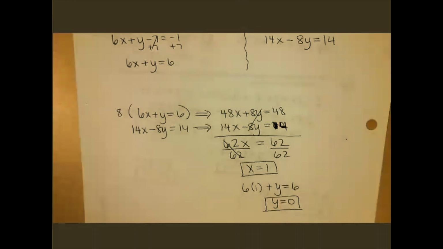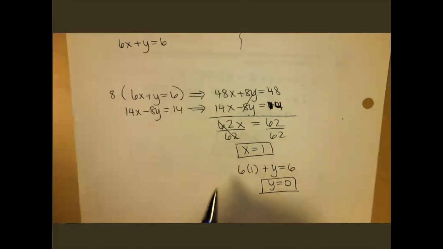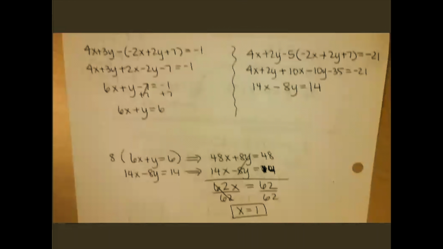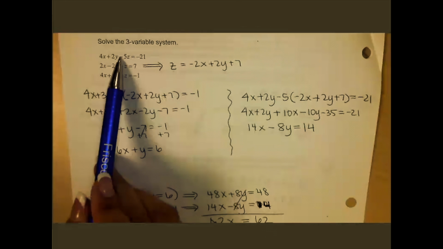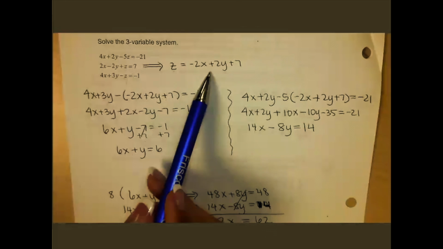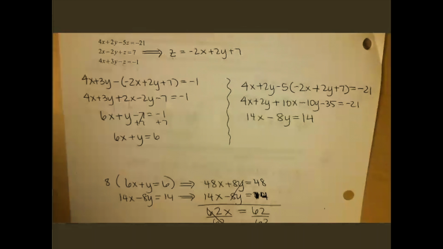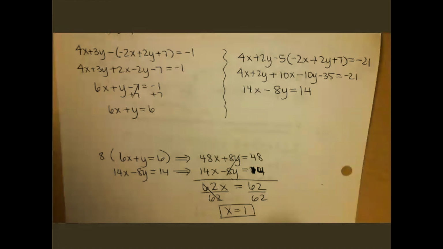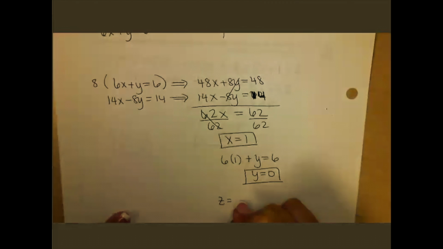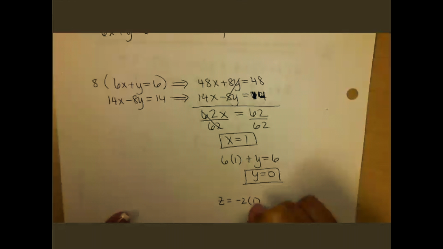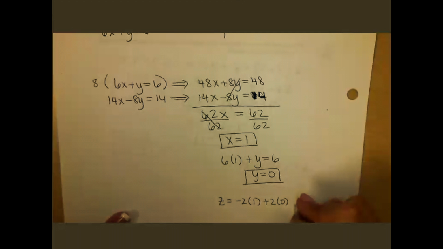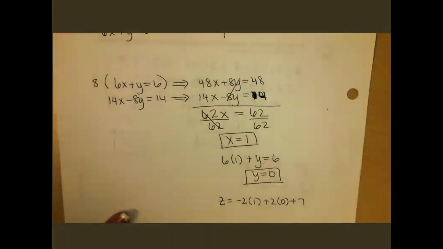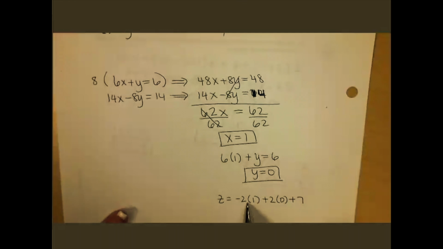To get the third one, I take both of these and I go back to my original equations and plug it into any one of these. I can also plug it into this one, which is already solved for z. So that's what I'm going to do there. So we get z is equal to, see that? All right, z is equal to negative 2 times my x value, which is 1, plus 2 times my y value, which is 0, plus 7. And so that gives me negative 2 plus 0 plus 7, which is 5.